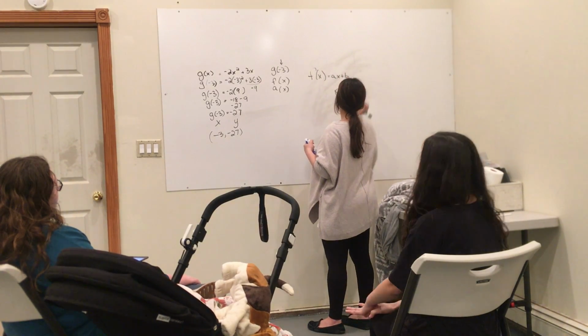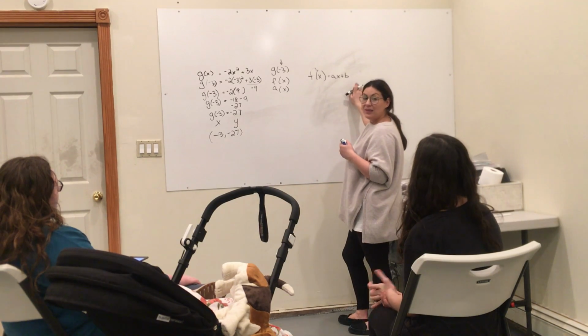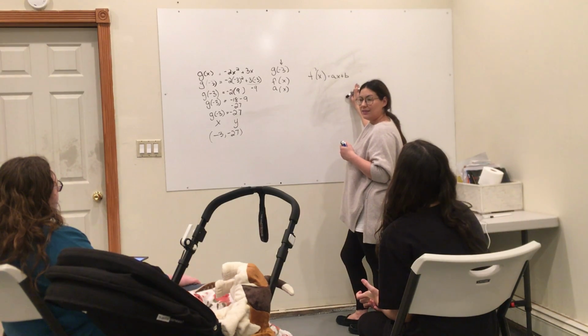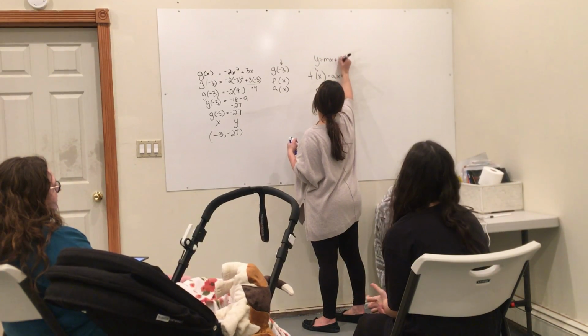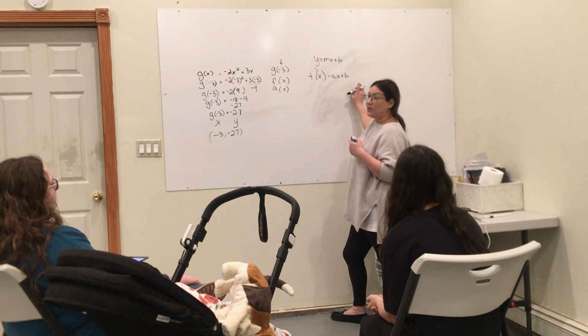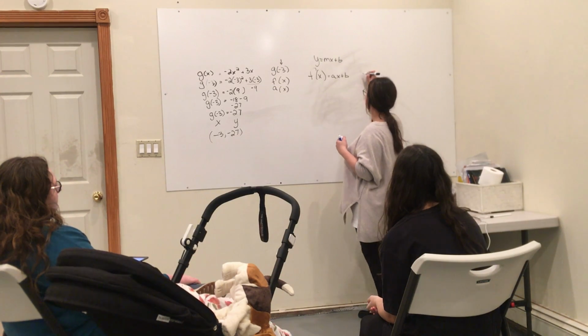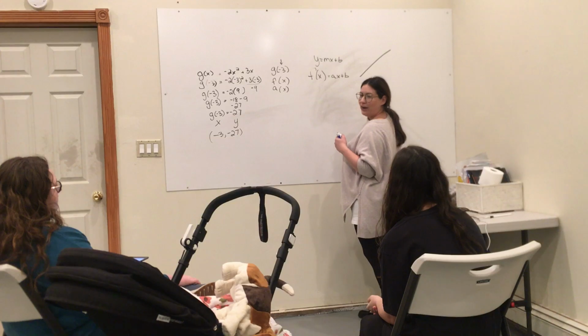This looks so familiar to something, doesn't it? mx plus b. Right? y equals mx plus b. This is slope. This is a linear equation. What does slope tell you? Slope tells you what the line is doing on the graph. Right?